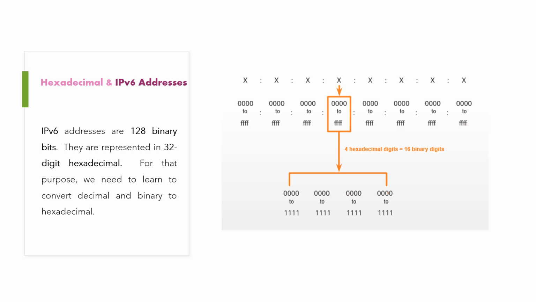IPv6 addresses are 128 binary bits. They are represented in 32-digit hexadecimal numbers. For that purpose, we need to learn how to convert decimal and binary to hexadecimal.